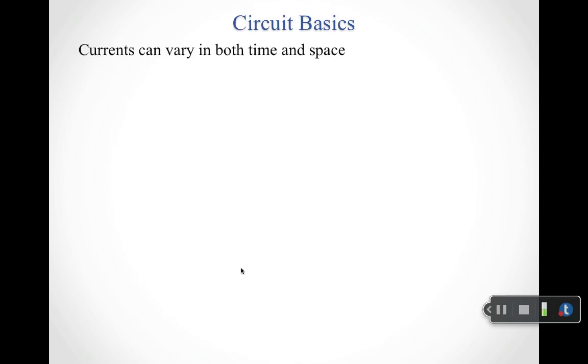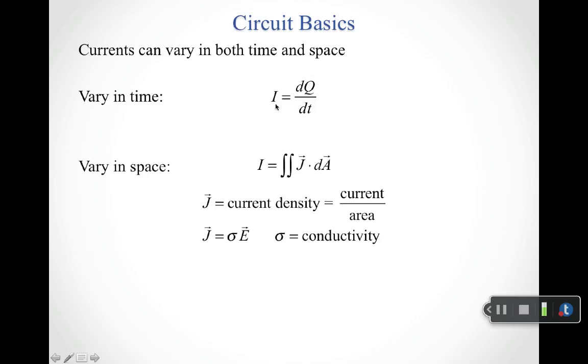So we said before that currents can vary in both space and in time. Varying in time, well, we've sort of already dealt with that, right? If it varies in time, then I can just take the derivative of the function of the charge, right? So if I know the charge is a function of time, take its derivative with respect to time, that'll give me the current.